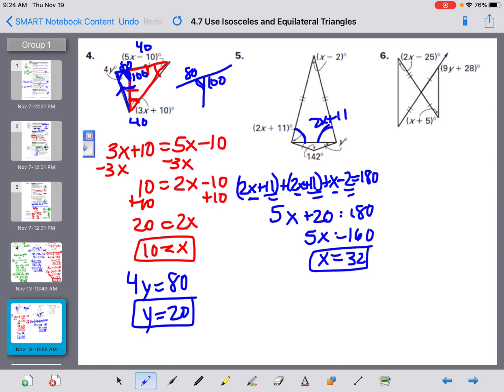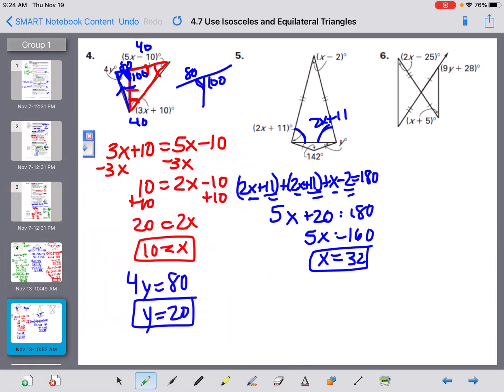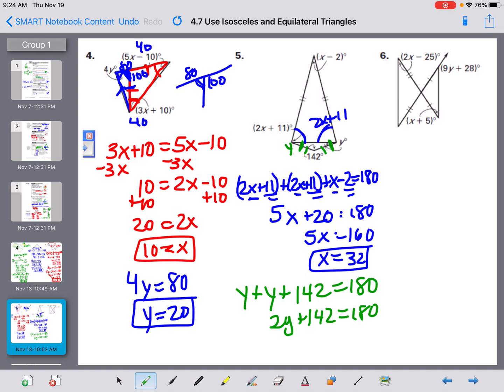Okay, on the bottom, to solve for y, all right, this angle is y. This angle would be the same because of my isosceles triangle, so I could label that one y. I'm just going to use the bottom triangle by itself. How about y plus y plus 142 equals 180? Okay, 2y plus 142 equals 180. Subtract my 142, and y equals 19. All right.